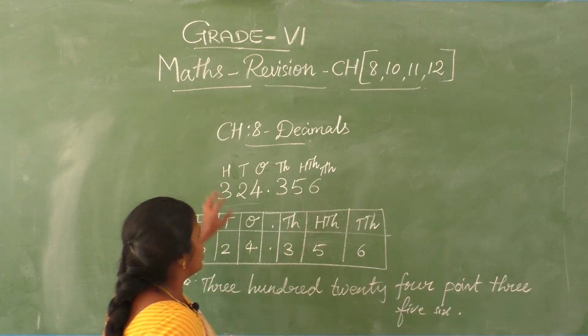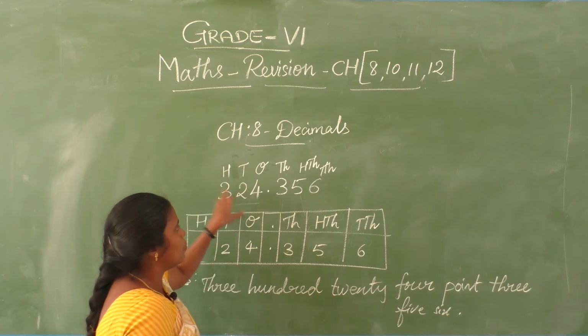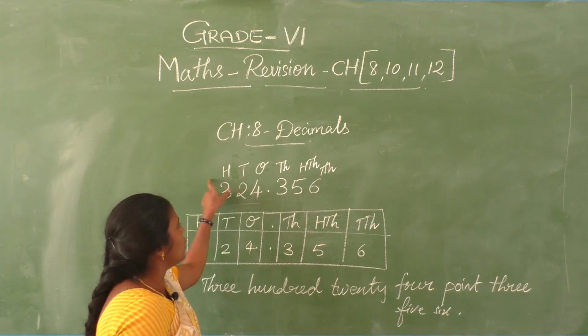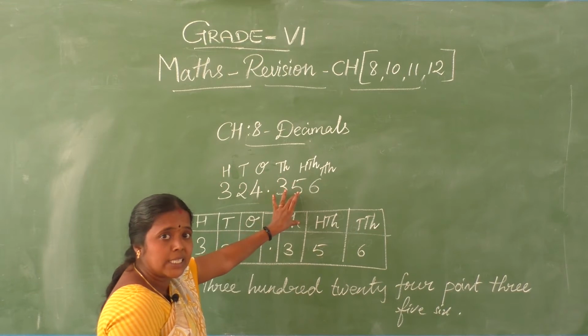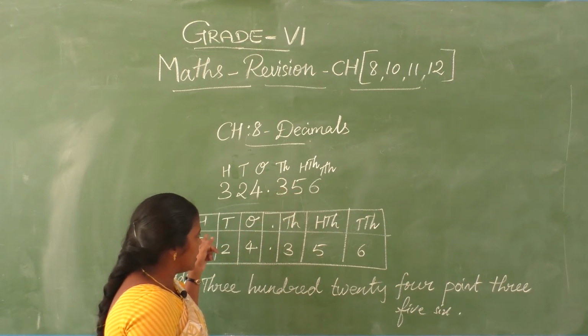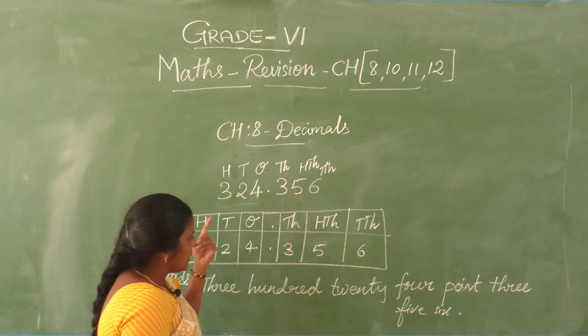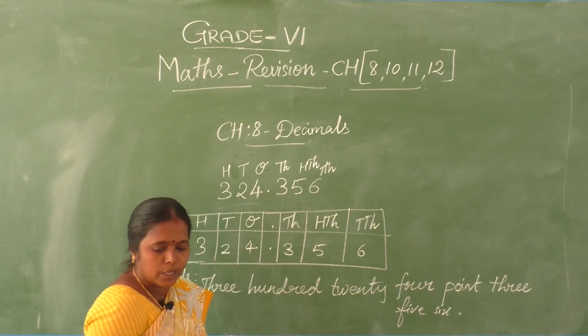Understood, children? So now you know what a decimal number is, how many parts it contains, how to apply the place values for each part, then how to arrange them in the place value chart, then how to write its name. Understood?